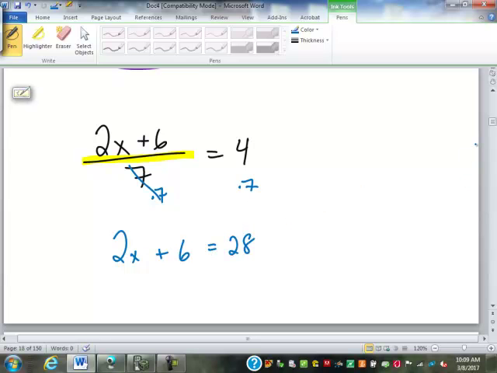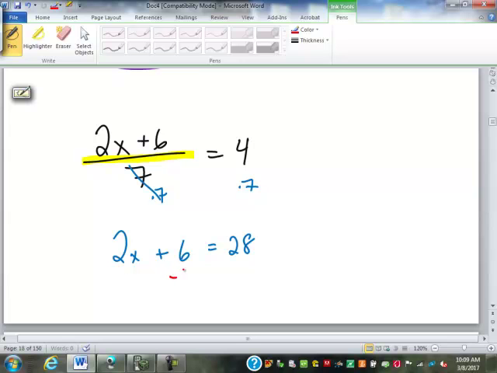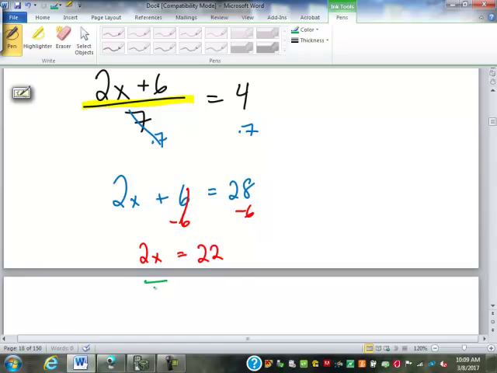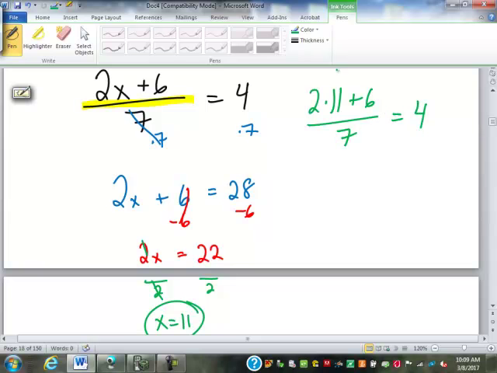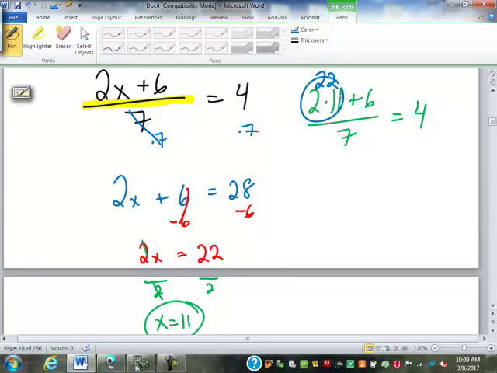Now we had said you could distribute that dividing by 7 as well. You'd end up with 2/7 x plus 6/7. I'd rather not work with the fractions if I can avoid it. So then what? Subtract the 6. 2x equals 22. And then divide by 2. X equals 11. And just like before, we could come back up here and put the 11 in for x and make sure we get the same value on each side. So 2 times 11 is 22. 22 plus 6 is 28 over 7 is 4.